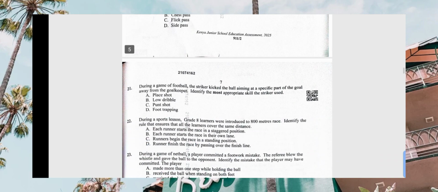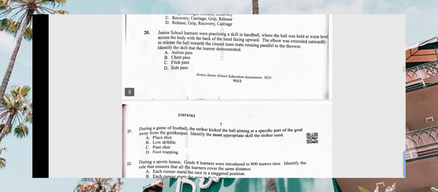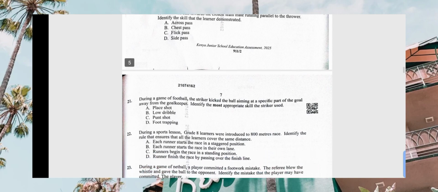So when we look at number 20, we have the various types of passes. We have a cross pass. We don't have that. Chest pass, no. Side pass, flick pass. Yeah, the correct, in fact, is flick pass, but it's very close to side pass. So when we talk about parallel, that one is flick. Okay. So the correct answer for number 20 is C.